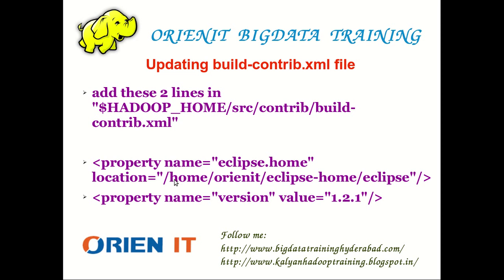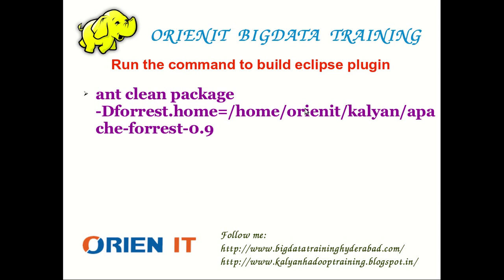For my installation procedure, my Eclipse home is /home/user/eclipse-home, inside that Eclipse. This is the place where I'm going to place my Eclipse. And which version of Hadoop I'm going with: Hadoop 1.2.1. So these are the two lines we have to make sure we add inside the src contrib build-contrib.xml.